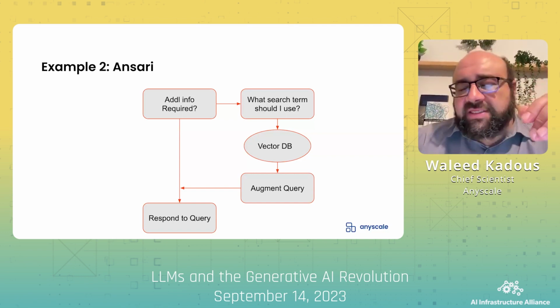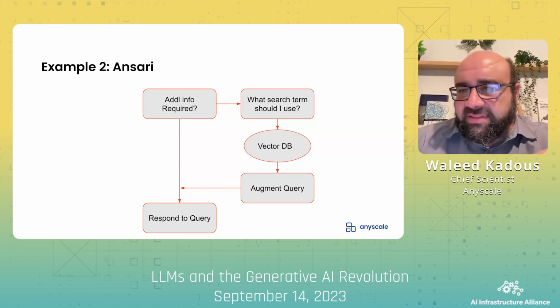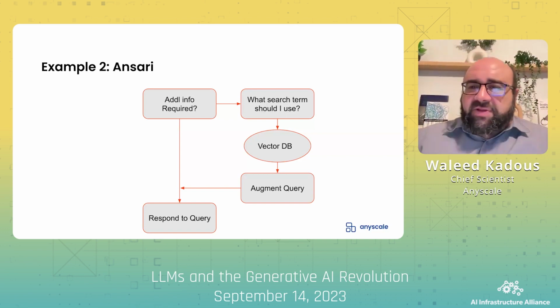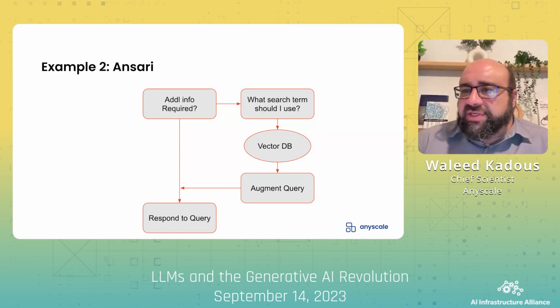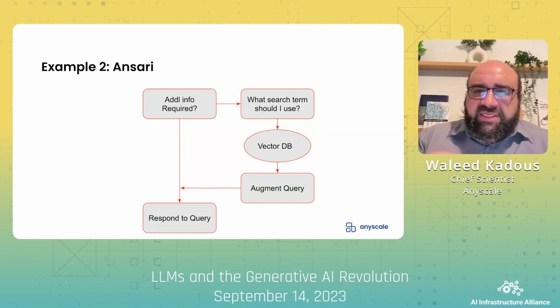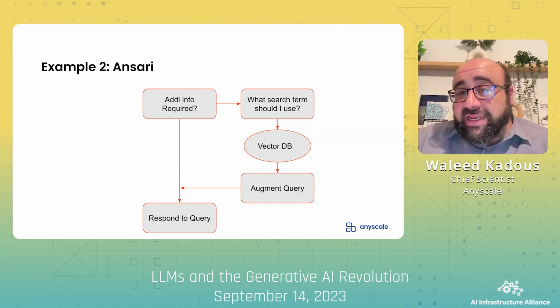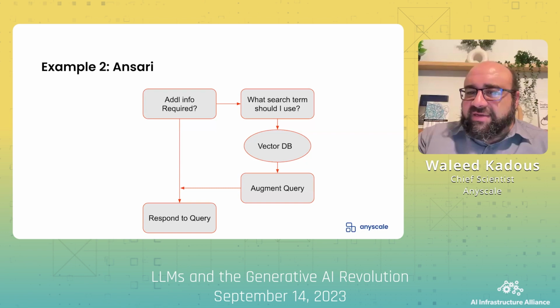First it will ask, do I need additional information? And then if it does decide that it needs additional information, it will then say, well, how do I query that? Because asking a question and making a query to a vector database, those are two different things. So we even have specialized the act of extracting the query from the question to be its own LLM. We send that to the vector database, it augments the query, and then it responds.